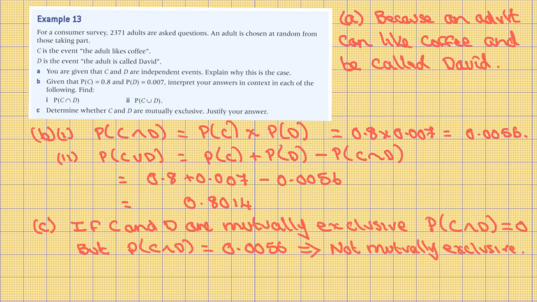0.8014. If C and D are mutually exclusive, the probability of C intersection D must equal 0. But the probability of C intersection D is equal to 0.0056. Therefore, not mutually exclusive.